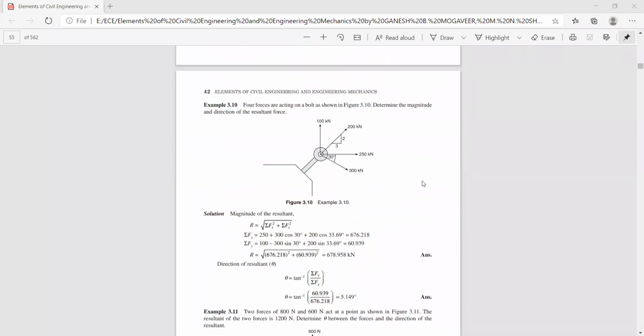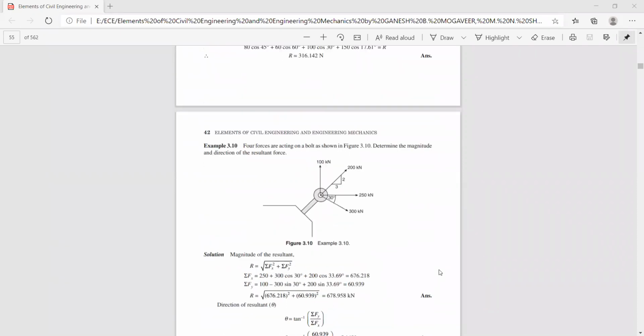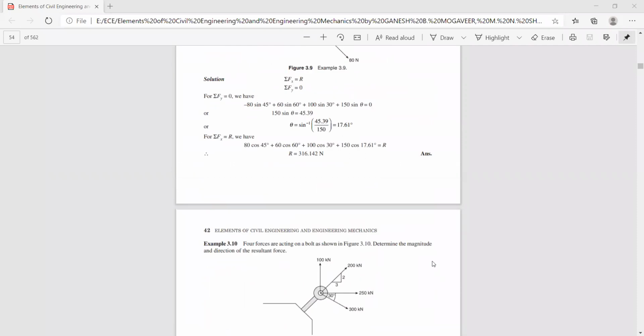So again, one more problem you have here. Four forces are acting on a bolt as shown in the figure. Determine the magnitude and direction of the resultant force. Here the resultant is not acting along the x direction or y direction. Now you have four forces. One is acting along the y direction, it is 100 kilonewton. The other force is acting along the x direction, 250 kilonewton.